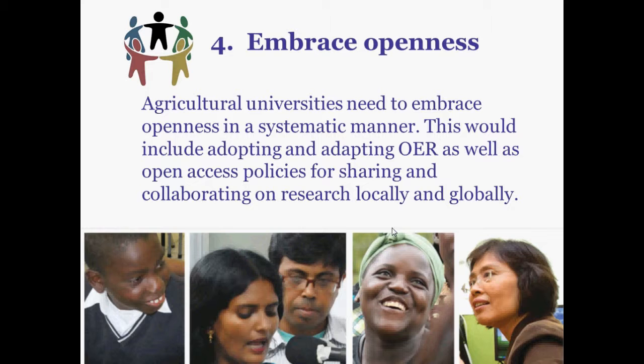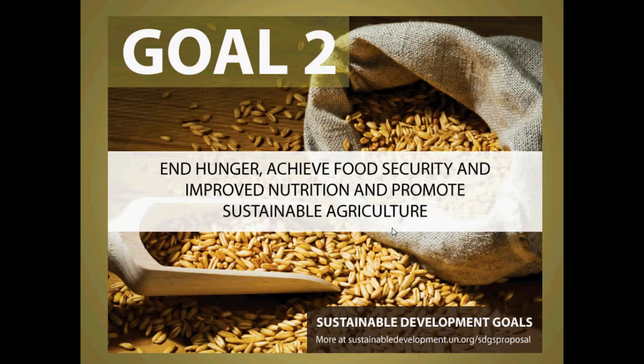As the international community gets ready to adopt the Sustainable Development Goals in September this year, the agriculture education community will need to adopt non-traditional and innovative approaches for human resource development if Goal 2 of the Sustainable Development Goals, which aims to end hunger, achieve food security, and improve nutrition and promote sustainable agriculture, is to be achieved by 2030.